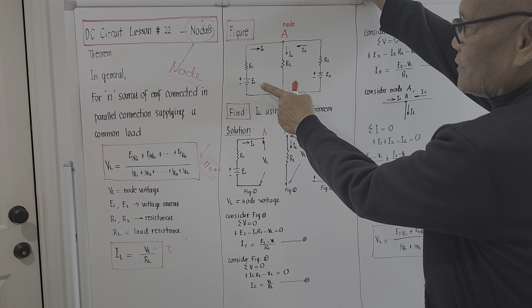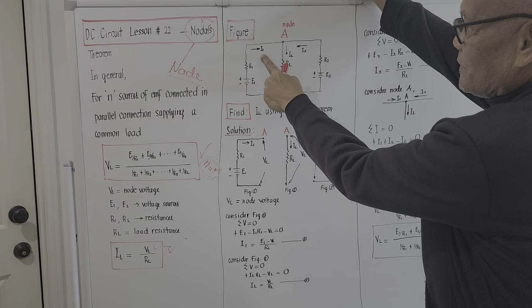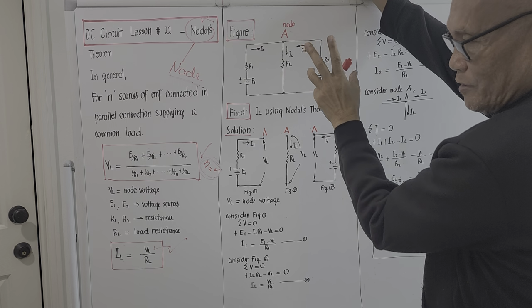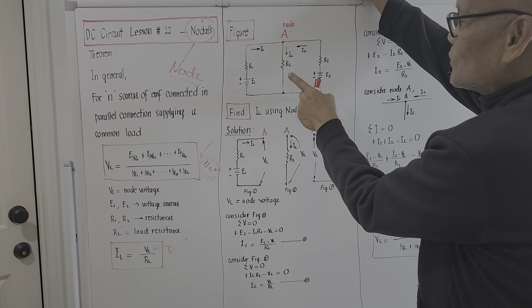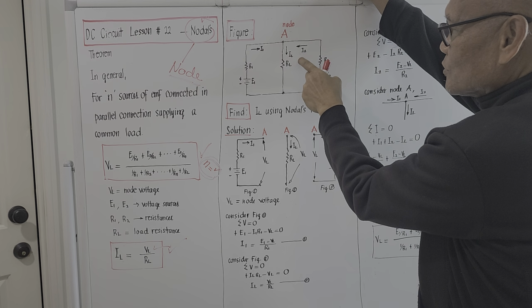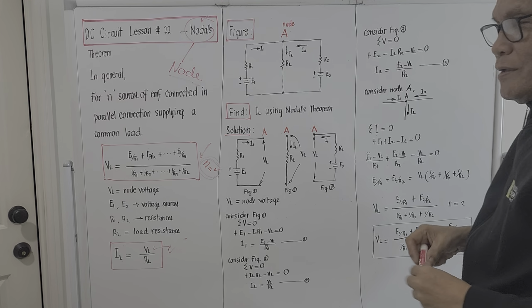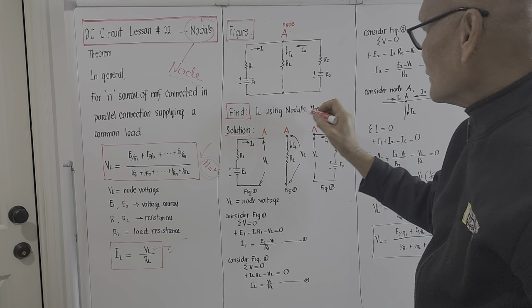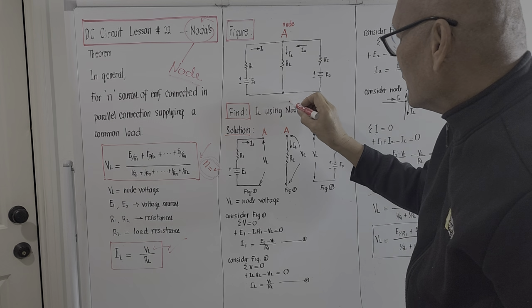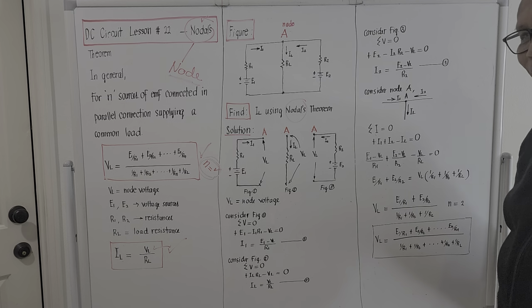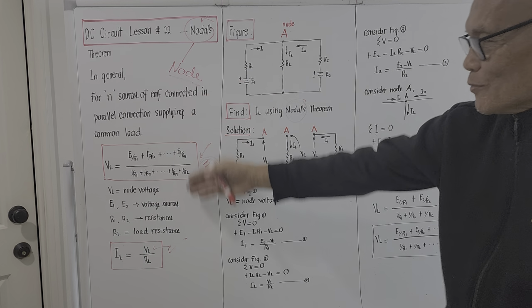The current emanating from voltage source number 1 is I1. The current emanating from voltage source number 2 is I2. And the total current that passes through load RL due to E1 and E2 will be simply designated I sub L. So in here, the concentration of the problem is I sub L using Nodal's theorem. It's not Thevenin's, it's not Norton's, it will be Nodal's theorem. So this is the concept of the Nodal's theorem.